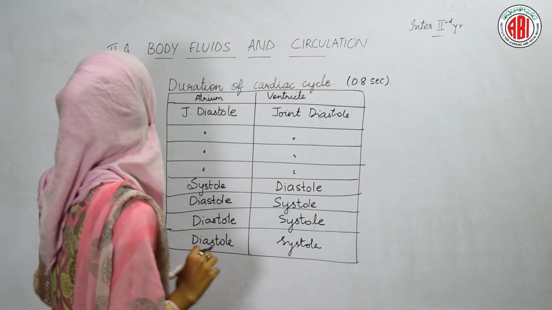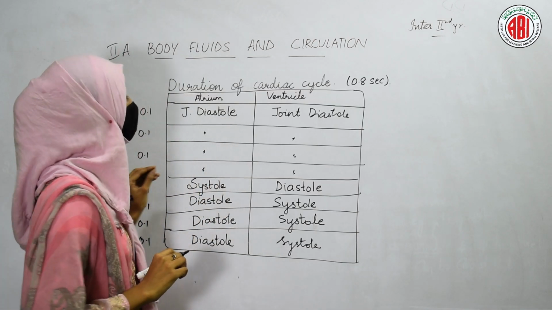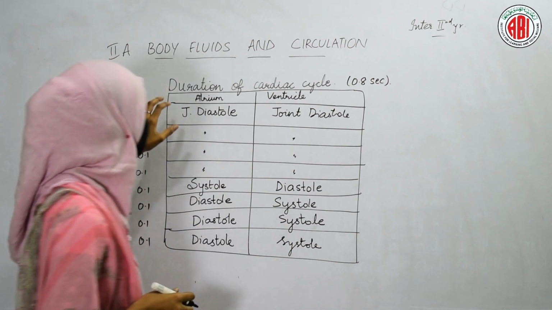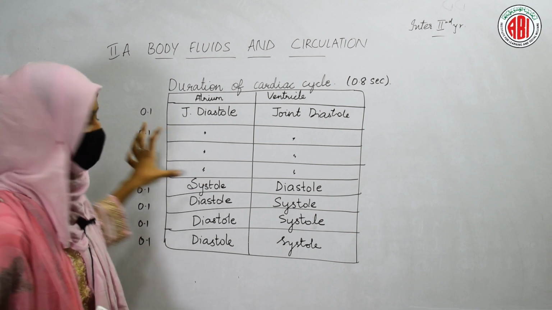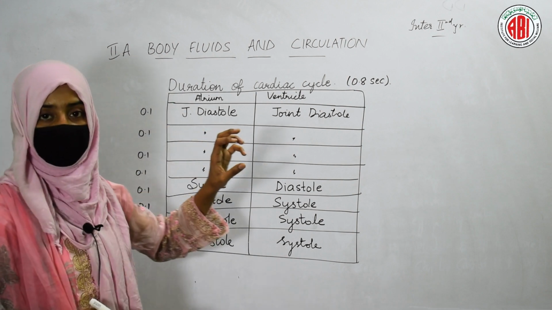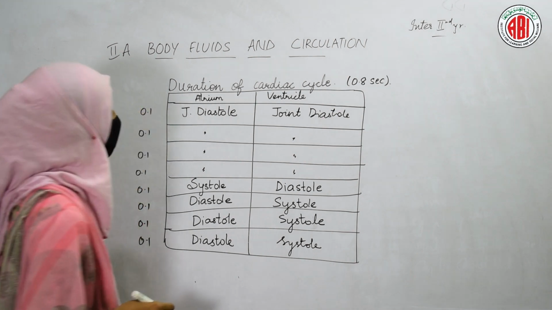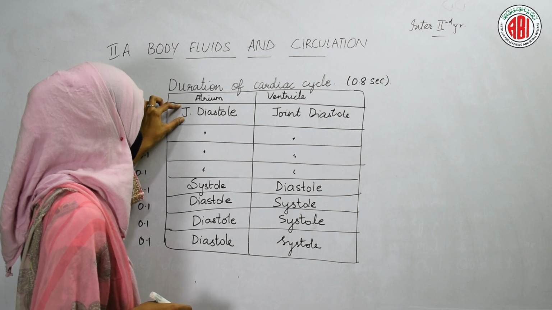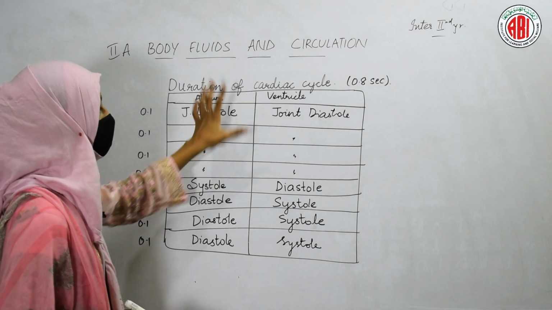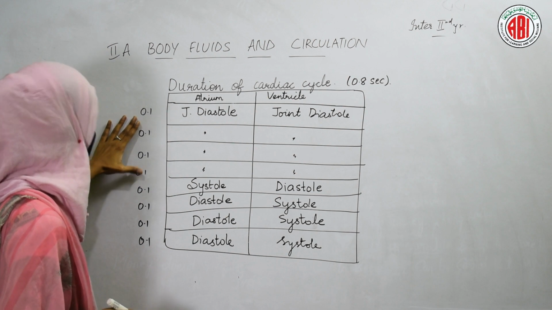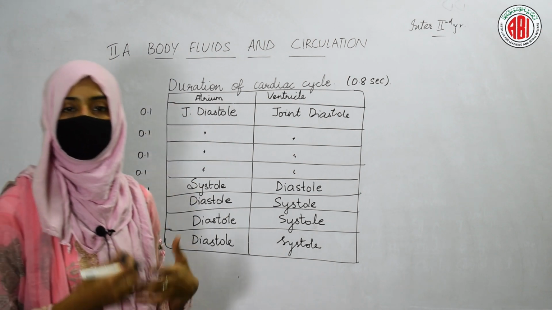Let us see this table to understand the duration of the cardiac cycle in a better way. When you see this table, you can understand that the first 0.4 second is a time period in which both atrium and ventricle are in a relaxed state, and we call this state joint diastole. So both of them are in a relaxed condition. Now after 0.4 second, atria start contracting.